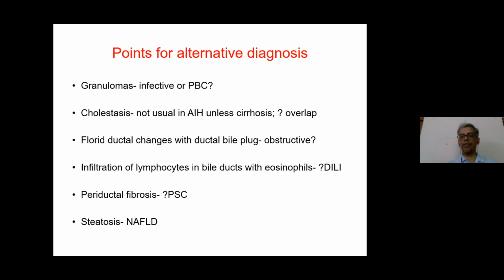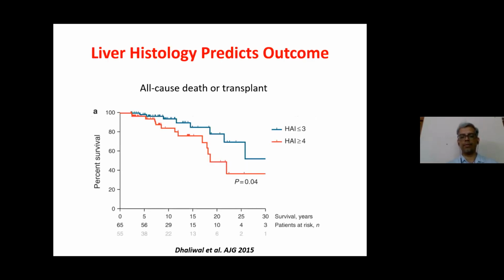Important points for an alternative diagnosis on biopsy include: if you find granulomas, think about infective causes or PBC. If you see cholestasis, which is very uncommon in patients with AIH, think about overlap syndrome. Florid ductal changes, think about an obstructive pathology. If you see eosinophils near the bile ducts, think about whether the patient has a drug-induced liver injury. If you see periductal fibrosis, think about primary sclerosing cholangitis. And an important fact to rule out is that these patients may also have associated non-alcoholic fatty liver disease. So that will also be looked at in a liver biopsy.